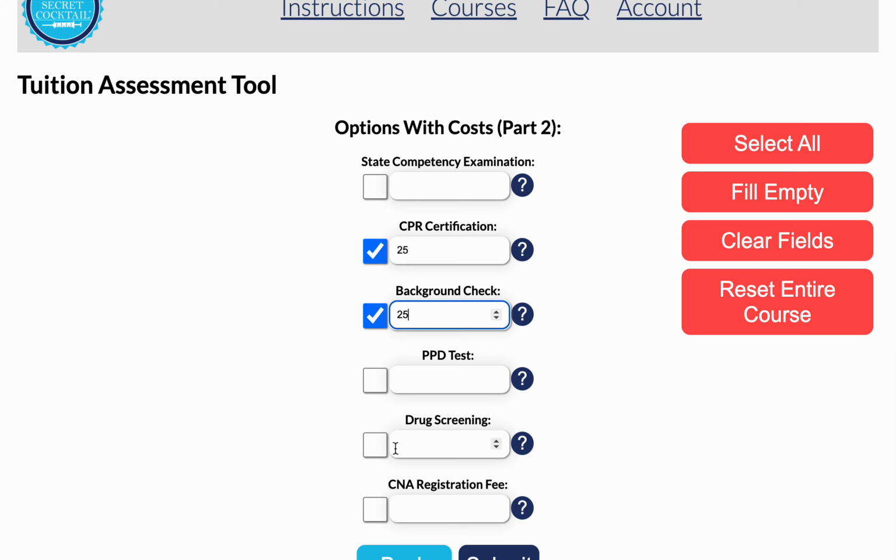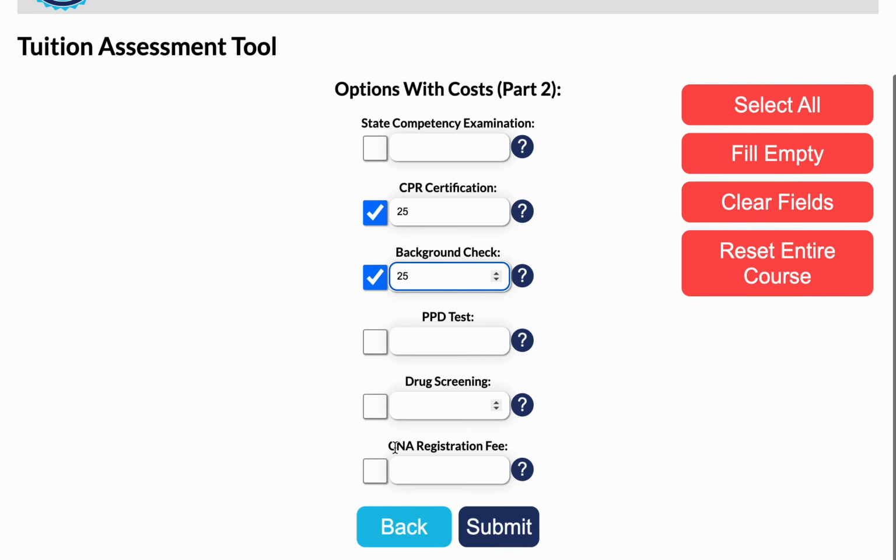So drug screen is not required, but the long-term care facility you are going to partner with may ask you to do them. I've not seen one do it yet, but it's possible. Okay, all right, and so that's it for that.